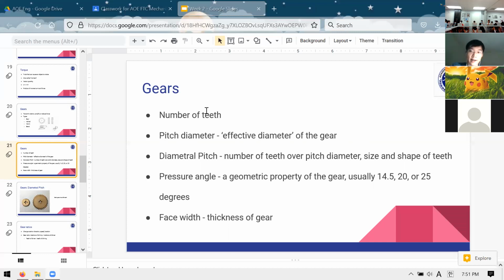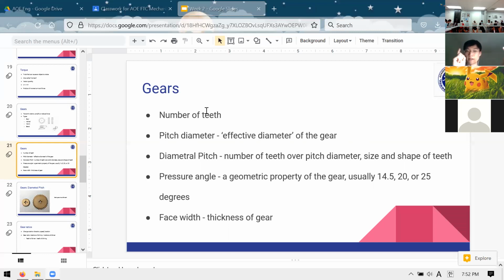So let's say that you're tasked with designing a gearbox and you need to know how far apart the holes should be. In that case, you should use the pitch radius, so to speak, half of the pitch diameter. You should add those up, and that's the distance that the axles should be for your gears to mesh properly. So number of teeth, pitch diameter.